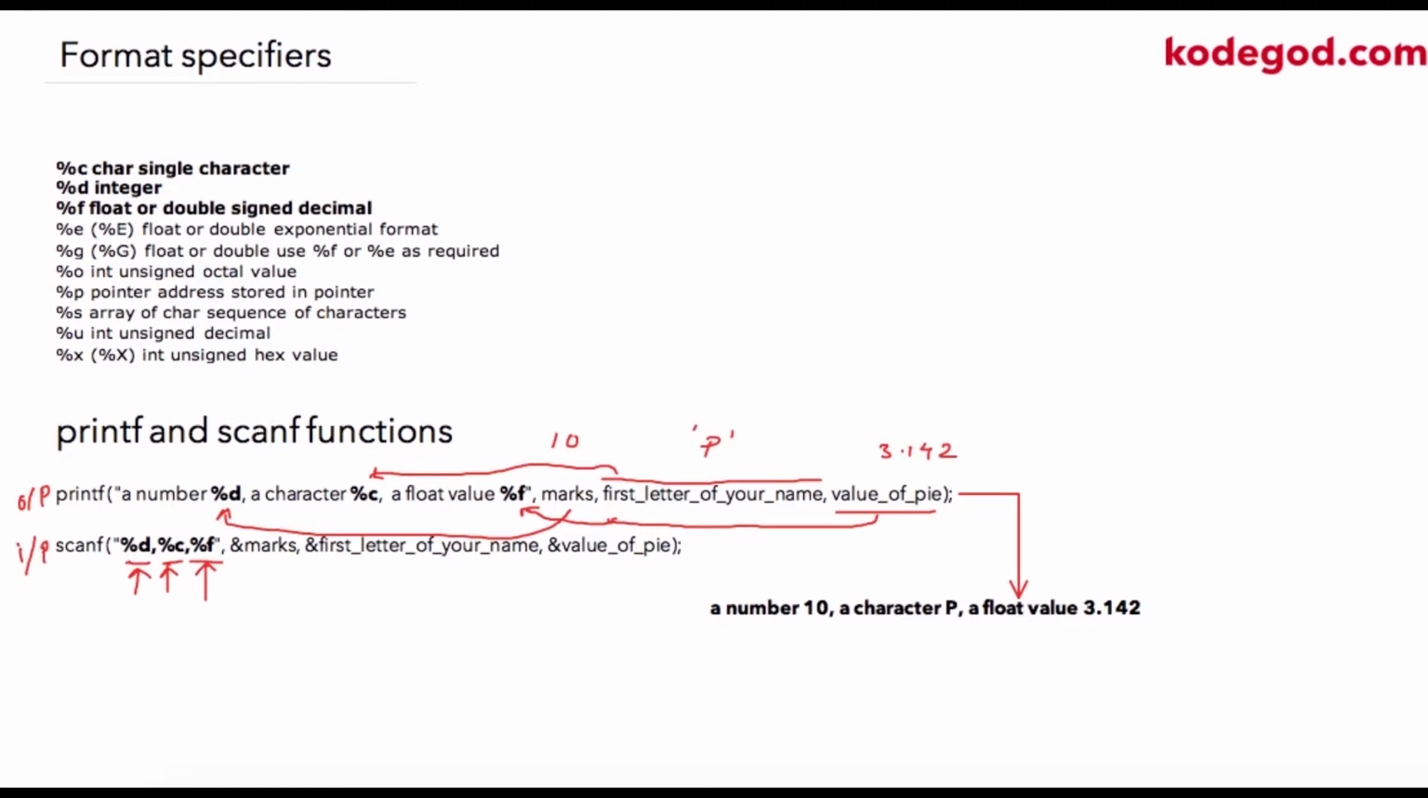So when I say %d, I'm going to accept an integer value, %c will be my character value, %f will be a float value, and all these three values will be stored one by one into these respective variables. My first integer variable will be stored at marks. My second parameter is a character variable, which will be stored into this variable, first letter of your name, and %f, which is a float variable, will be stored inside of value of pi.